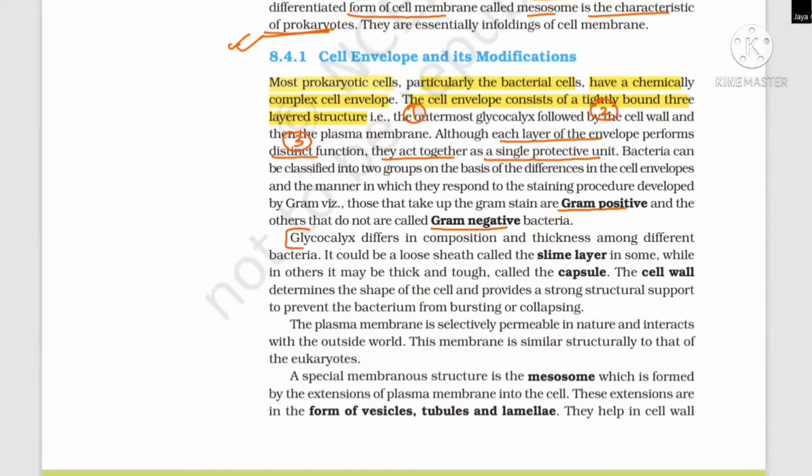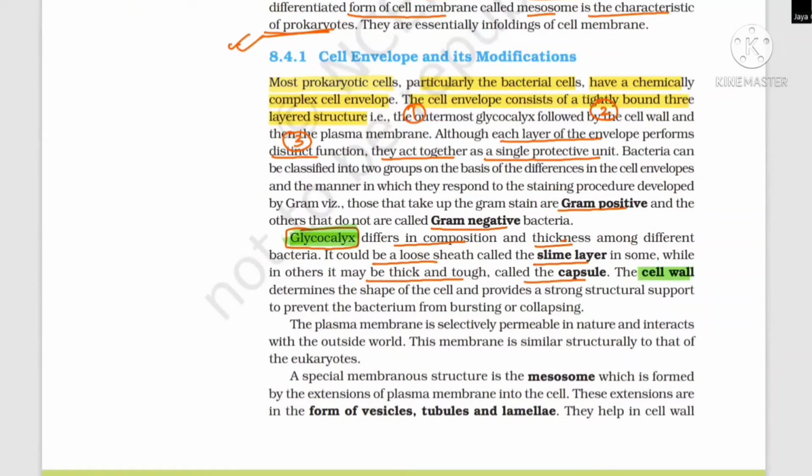Now we are discussing one by one, glycocalyx. It differs in composition and thickness also. If it is loose, it is known as slime layer. If it is thick and tough, it is known as capsule. So I think glycocalyx is clear. If it is thick, it is known as capsule. If it is loose, known as slime layer.